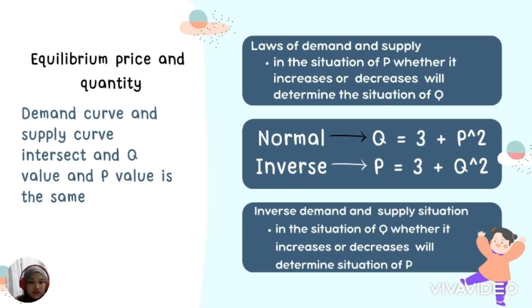However, for this question, they use the inverse equation where P equals 3 plus Q power of 2. This is the supply equation. So inverse demand and supply happens when whether Q increases or decreases will determine the situation of P. In economics, we cannot use this form because it is against the original law. However, for answering this question, we can use these equations to find the answer.